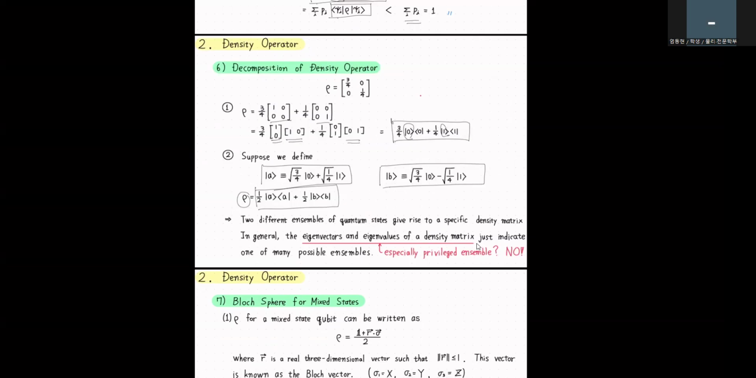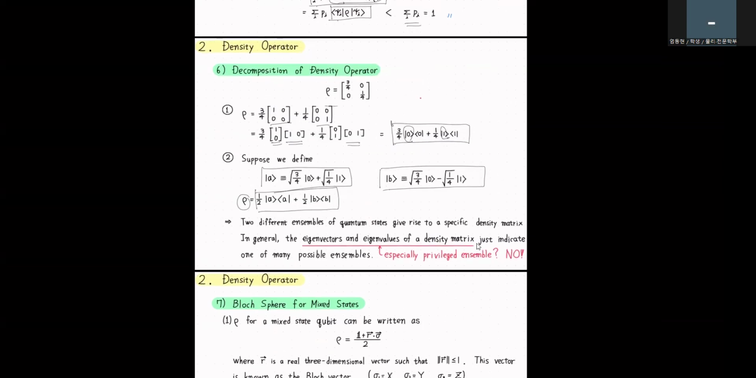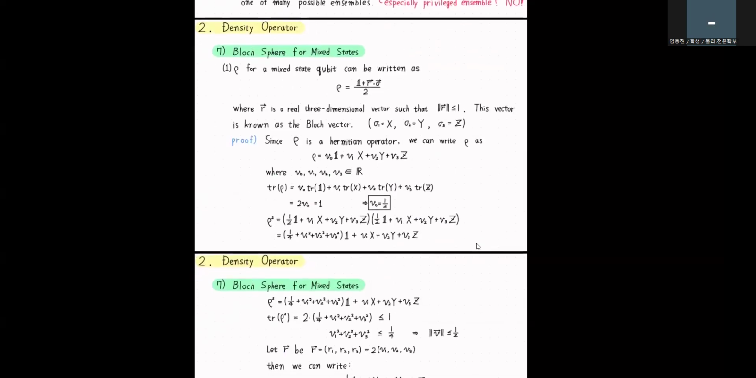It turns out two different ensembles of quantum states can give rise to a specific density matrix. In general, the eigenvectors and eigenvalues of a density matrix just indicate one of the many possible ensembles. That is, there is no one ensemble that definitely represents a single density operator. Or the other way around, one density operator corresponds to many different possible ensembles. So that's just one caveat to keep in mind when working with density operators or density matrices.